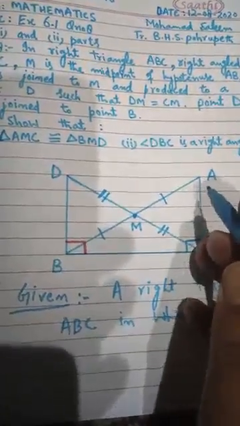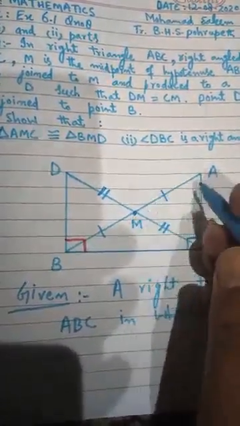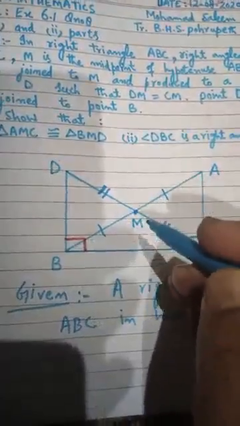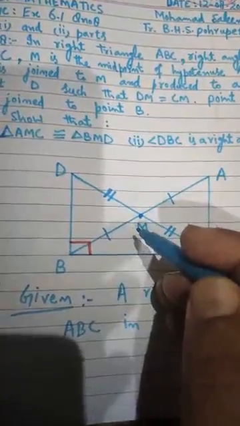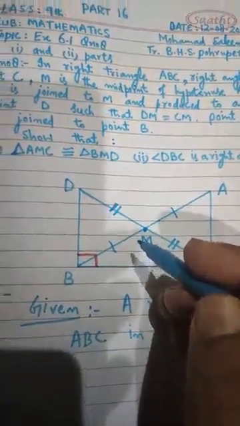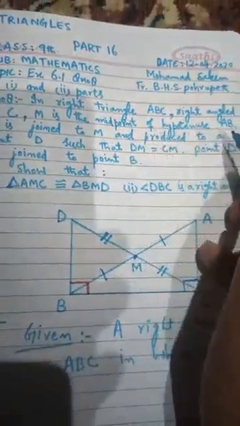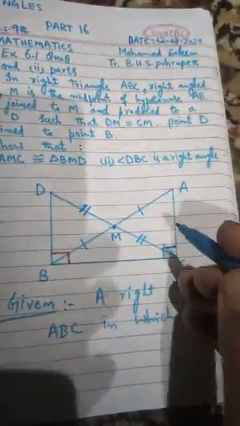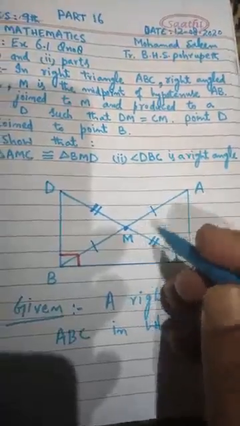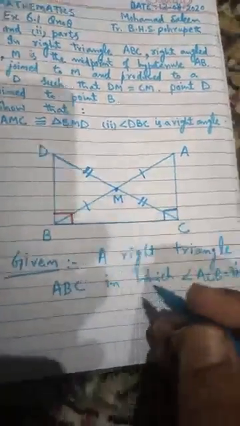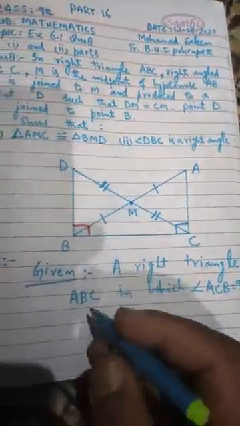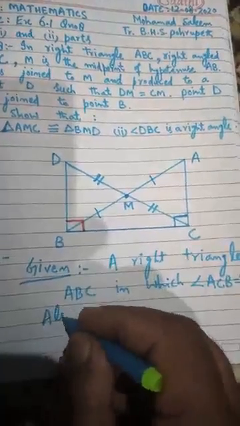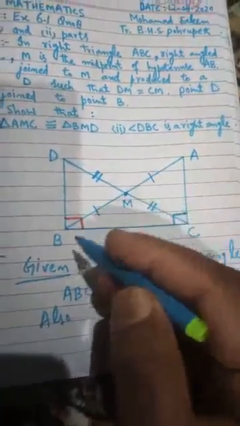Since M is the midpoint of AB, we can say that AM is equal to BM. It is written here, M is the midpoint of hypotenuse AB, that means AM is equal to BM. Full stop here. Also, AM is equal to BM.